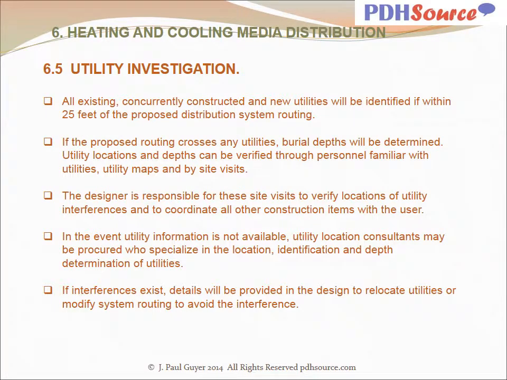A utility investigation is essential. All existing, concurrently constructed and new utilities need to be identified if within 25 feet of the proposed distribution system routing. If the proposed routing crosses any utilities, burial depths must be determined. Utility locations and depths can be verified through personnel familiar with utilities, utility maps, and by site visits.